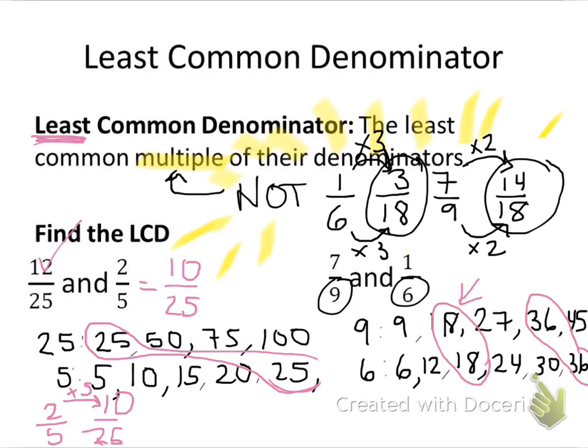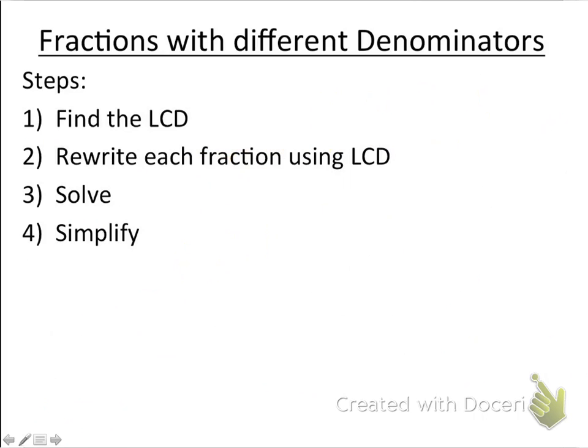Let's move on to some more complicated stuff. Now we're going to talk about the steps to solving addition and subtraction problems with fractions with different denominators. Please write these 4 steps down. The first one is to find the LCD, or the least common denominator, what we just did. Step 2, rewrite each fraction using the LCD. We just did that too. Number 3 is to solve, and number 4 is to simplify. Once you have these steps written down, move on to the examples.